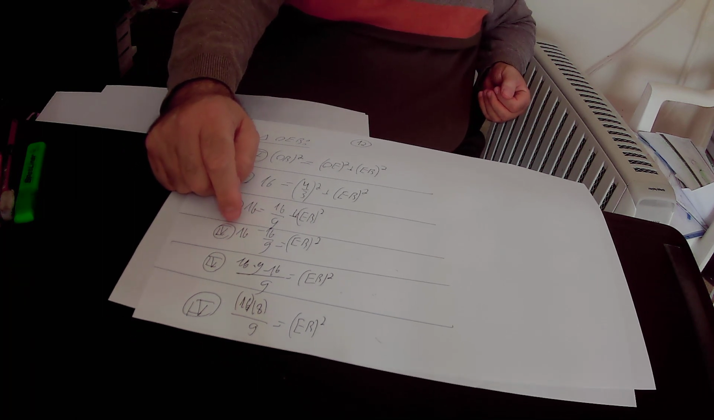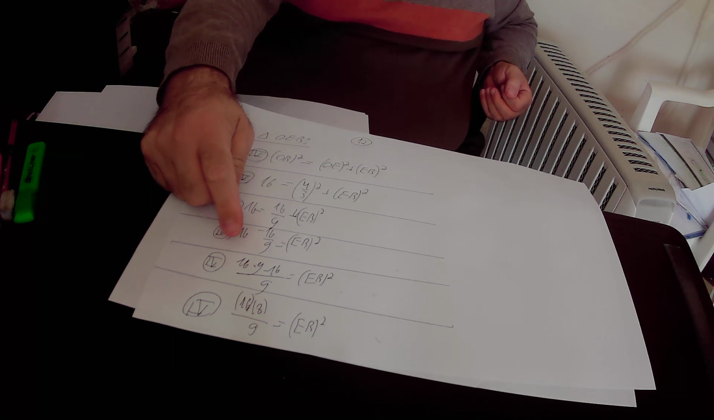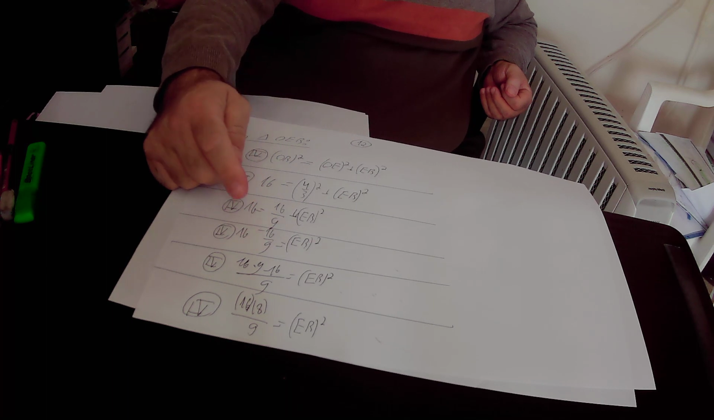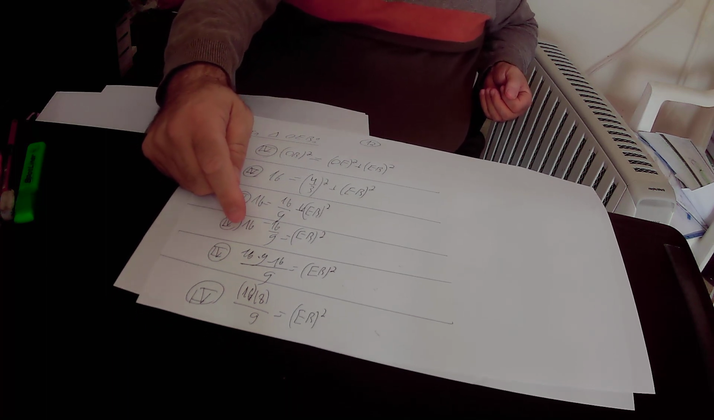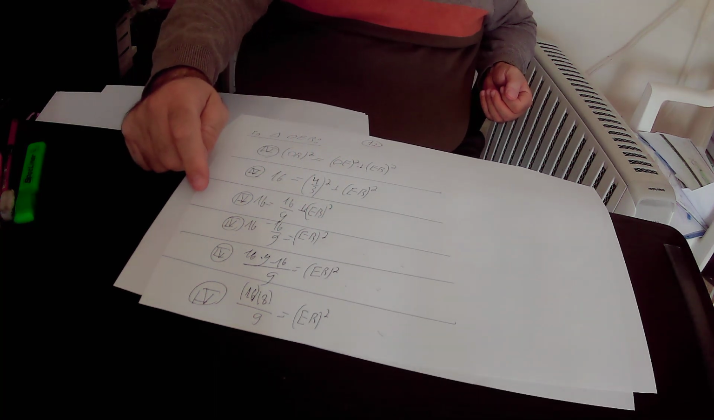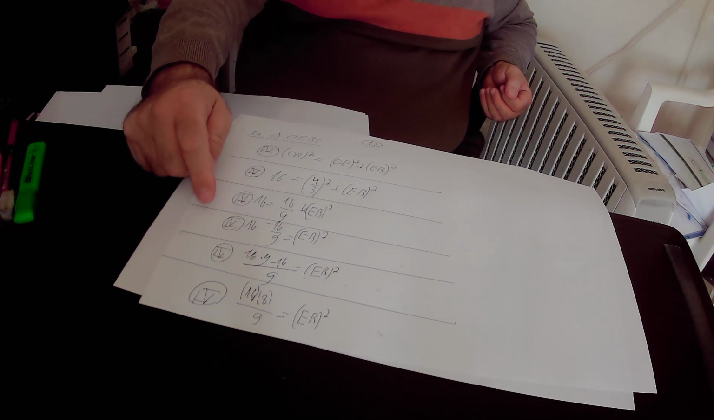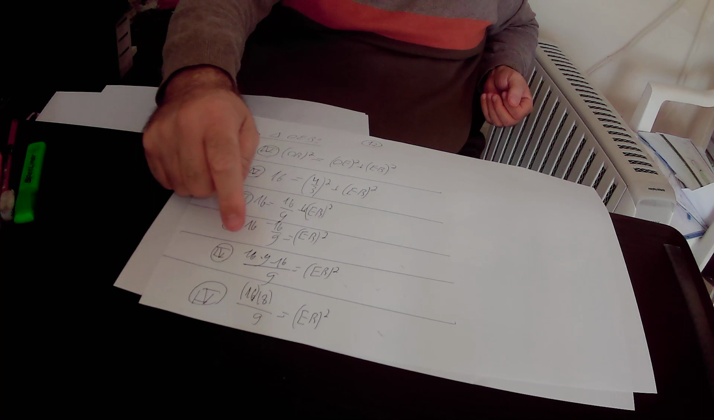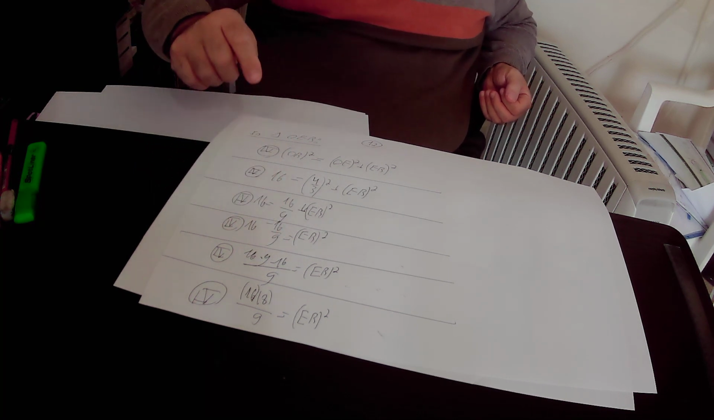Here we multiplied 16 by 9 and then divided it by 9 in order to have a common denominator with 16 over 9. So in total we got that 16 times 9 over 9 minus 16 over 9 equals EB square. 16 times 9 minus 16 is 16 times 8. So in total we got that 16 times 8 over 9 equals EB square.